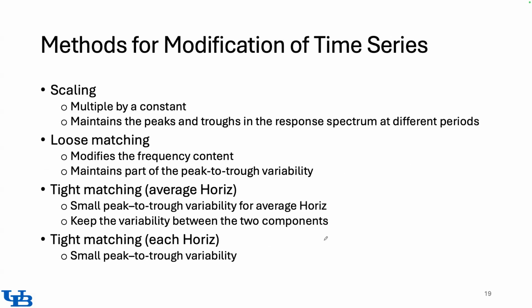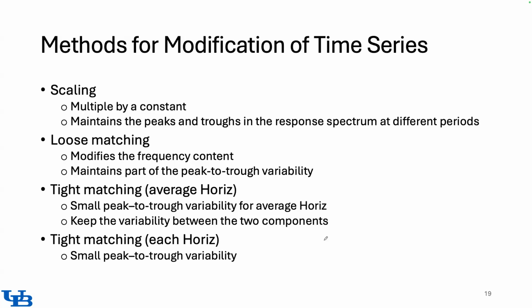And so, depending on how much we want to maintain this variability or not, we have different ways of selecting and then processing the time history. If we do what we already covered, where we simply scale the ground motions, where essentially we multiply the entire frequency range by the same constant, then we maintain all of the variability in the ground motions.